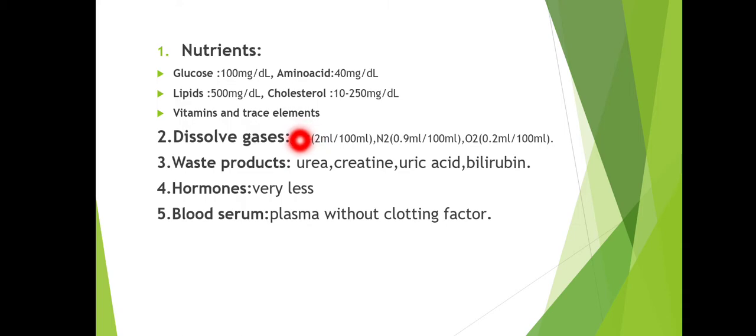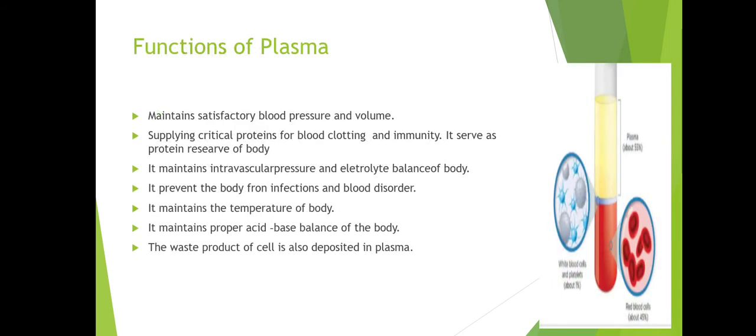Vitamins and trace elements, and dissolved gases like carbon dioxide at a concentration of 2 milliliters per 100 ml, nitrogen 0.9 ml per 100 ml, and oxygen 0.2 ml per 100 ml. Waste products like urea, creatinine, uric acid, and bilirubin are also present in this plasma. Hormones are present in very small amounts. Plasma without clotting factors is known as serum. It is the portion where the clotting factor is absent.